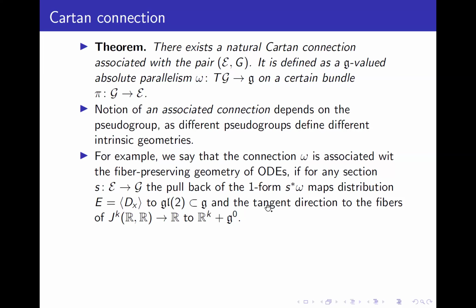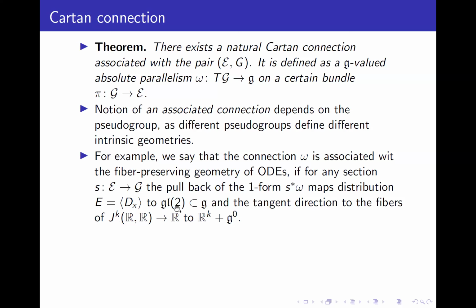And in addition, we have a tangent direction to the projection to X, to the independent variables. And we need omega on this tangent direction to take values in the abelian part of our Lie algebra G plus its stabilizer. So this is the precise definition of what association means for fiber-preserving geometry. And similar definitions can be given for point and contact geometries.